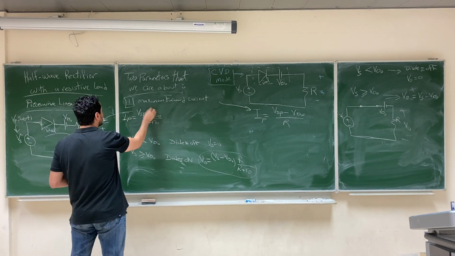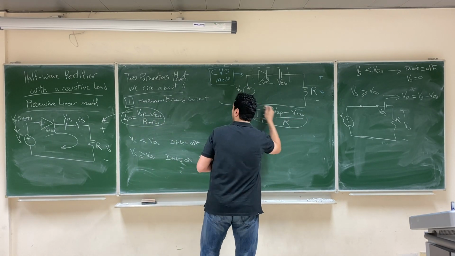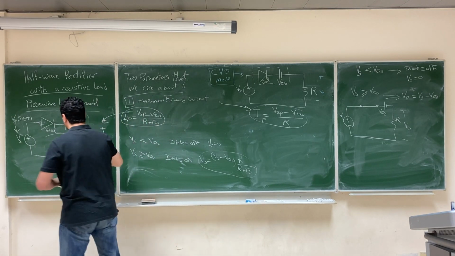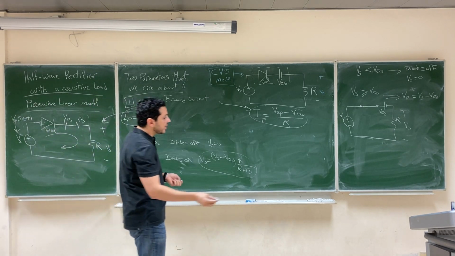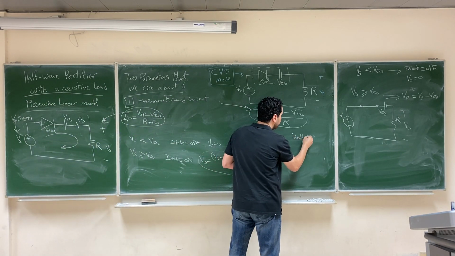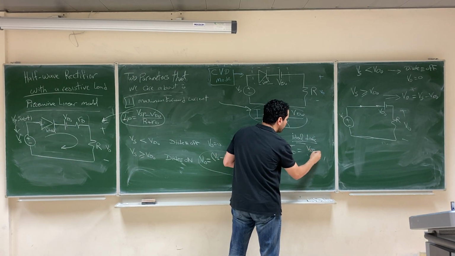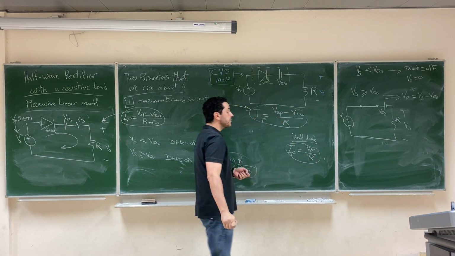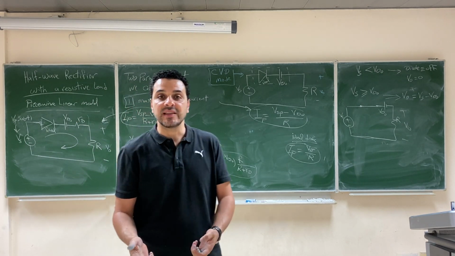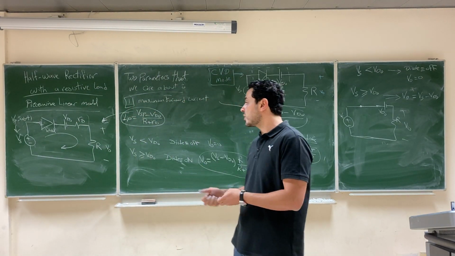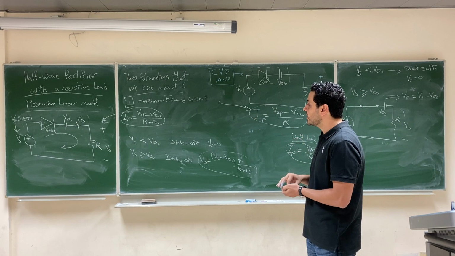So here we calculated the maximum forward current in case you use the constant voltage drop model or the piecewise linear model. If you use the ideal diode model, of course, then the maximum forward current will be Vs peak over R. Once you calculate the maximum forward current, you have to use a diode that can withstand this maximum forward current so that it doesn't burn later when you use it. So this is the first parameter that we care about.